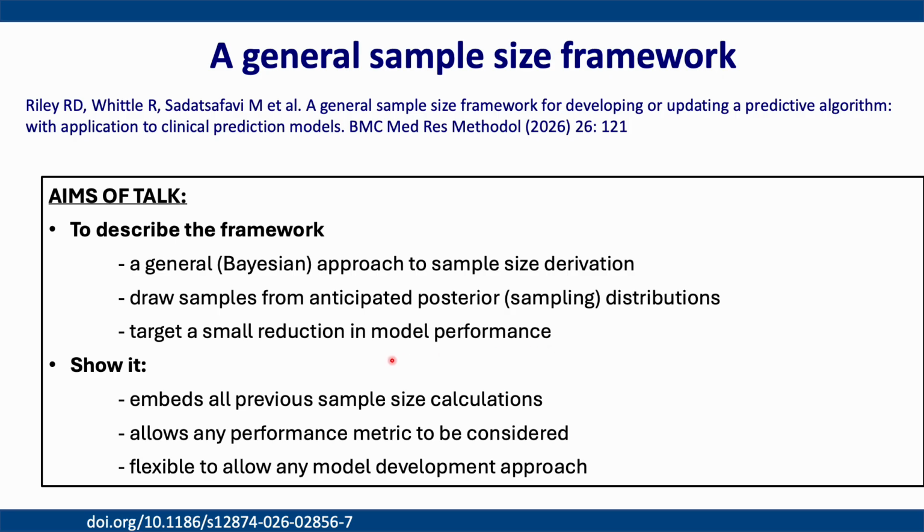In this talk, I'm going to show that this concept embeds all previous sample size calculations that I've mentioned. More importantly, it allows any performance metric to be considered, whereas the ones before I've just focused on calibration slope and overall risk precision, and is flexible enough to allow any model development approach to be taken, regression, machine learning, whatever it is.